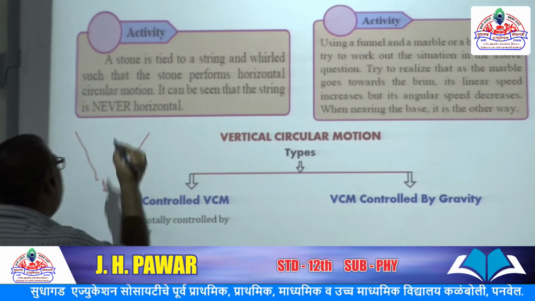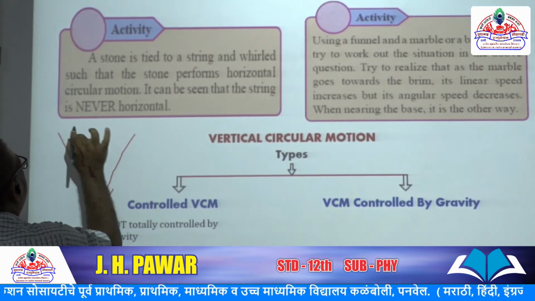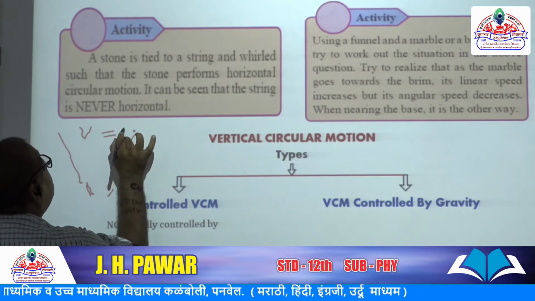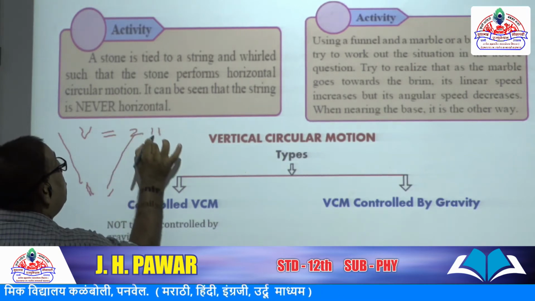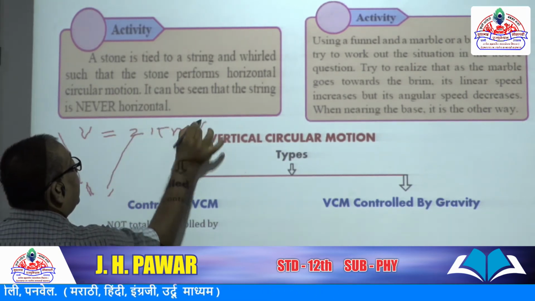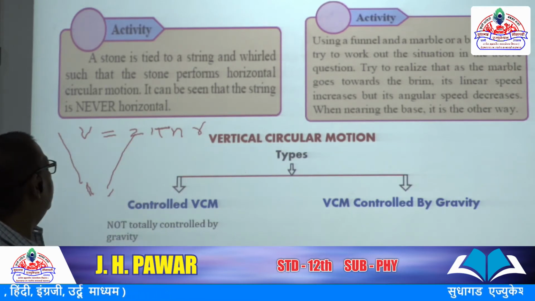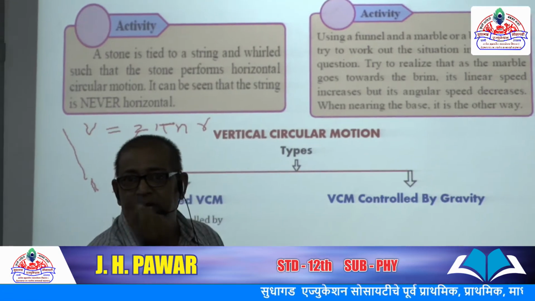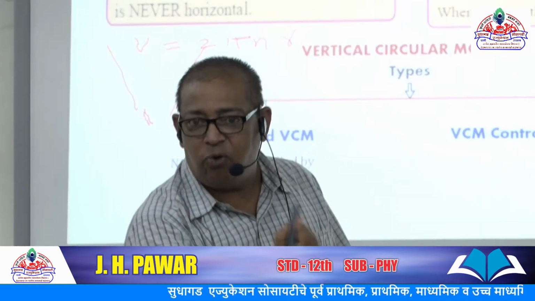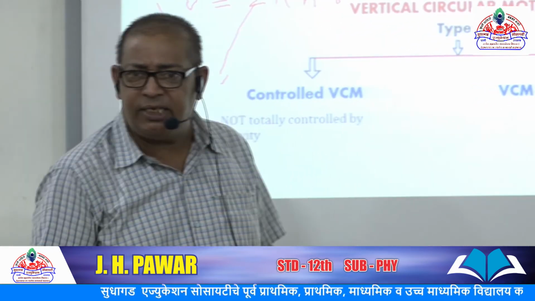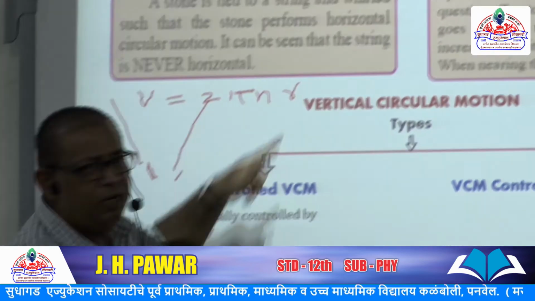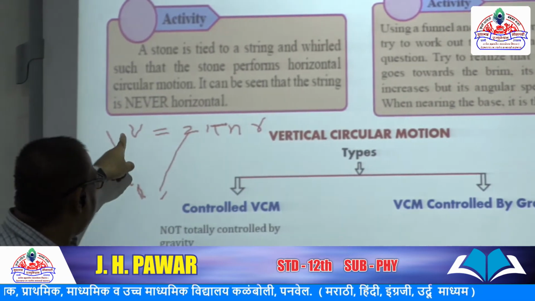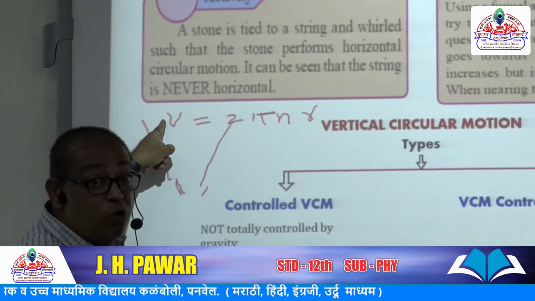Then some things are there. We know one formula: V equals omega r. Omega here means 2 pi n, so V equals 2 pi n r. When this ball bearing, or marble, revolves in a horizontal circle and goes downward and downward in the funnel, what can you say about its radius? Its radius goes on decreasing, from maximum to 0, and its velocity also goes on decreasing.